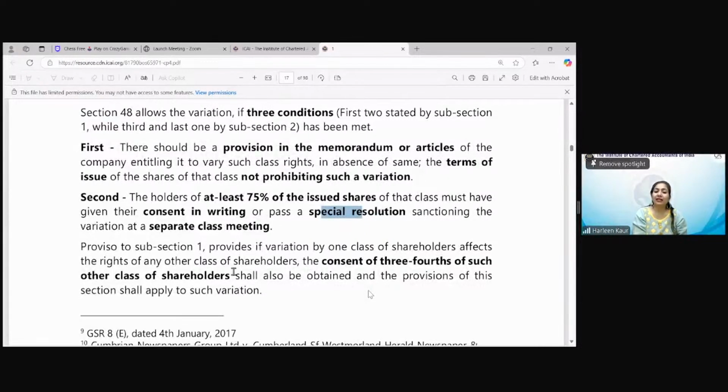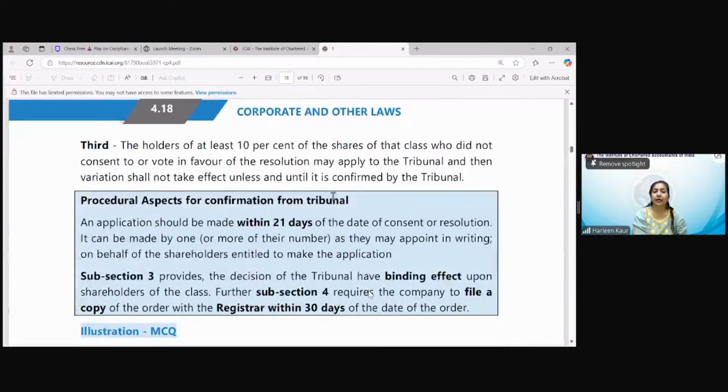If variation of one class is affecting the other shareholders, then you only take the consent of the other holders. There is no provision of the SR. At least 10% of the shareholders who have not consented, write this down, they are known as dissenting shareholders. Yes, Harsh, in totality, you have to take that limit.